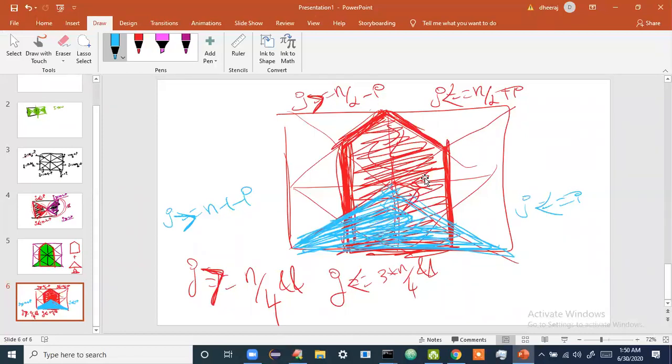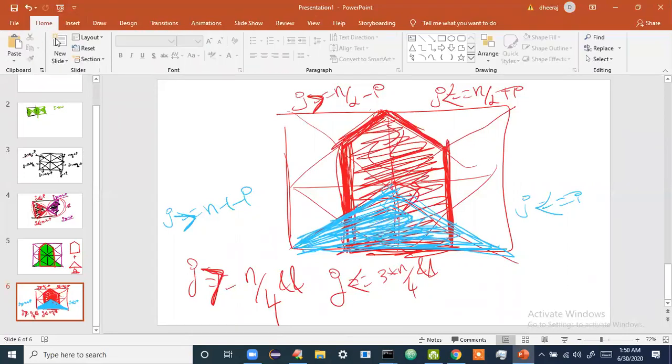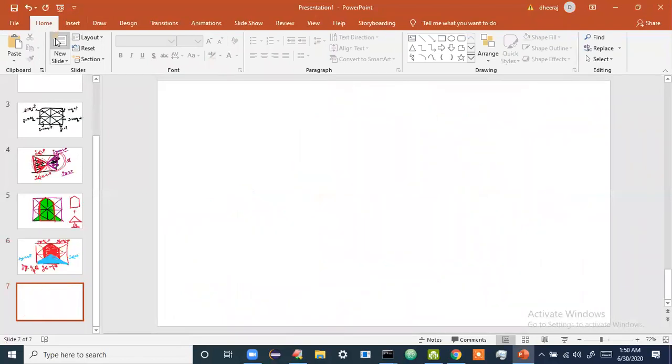So I hope you have taken this screenshot also. Okay. Now, let's see how to do this rocket using many loops here.